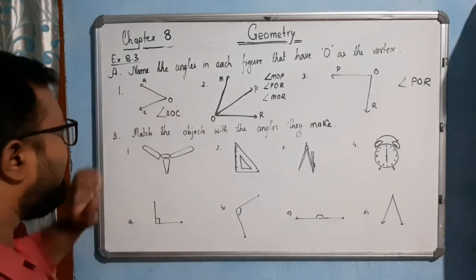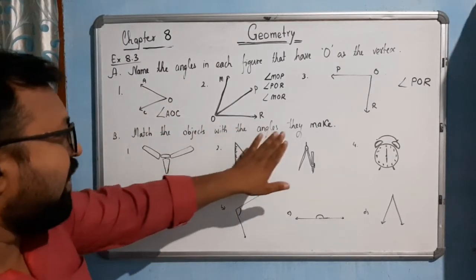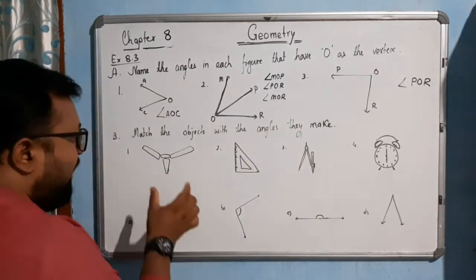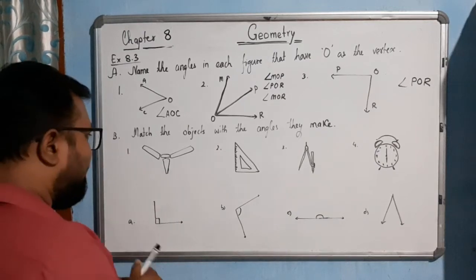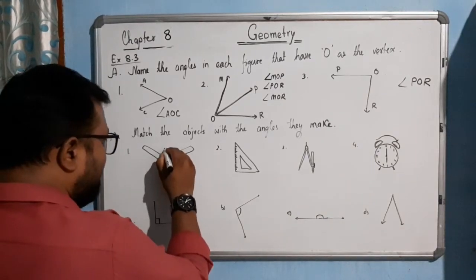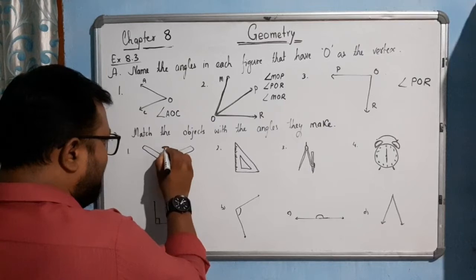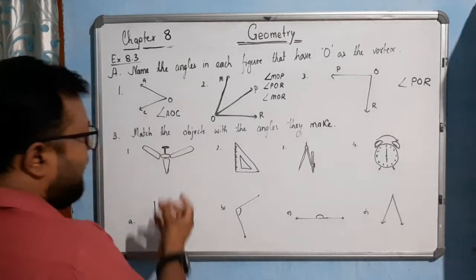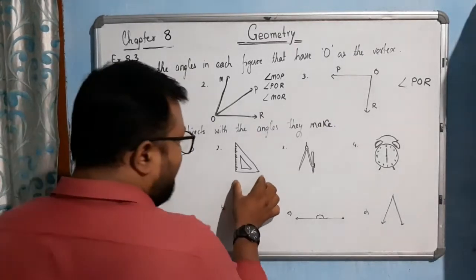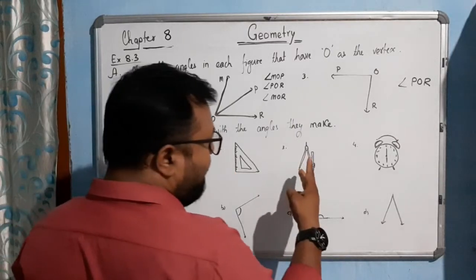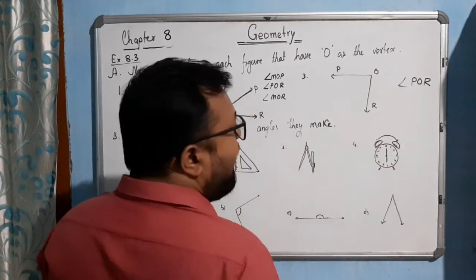Now come to question number 2. Match the objects with the angle they make. Here it is one ceiling fan. Okay, you need to draw this thing. Ceiling fan. Okay, this is hanging from the ceiling. This is our set square. This is our compass, and this is known as what? Our alarm clock.